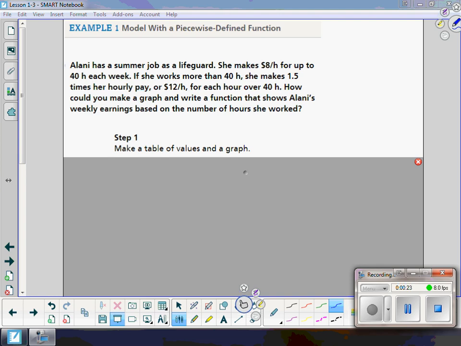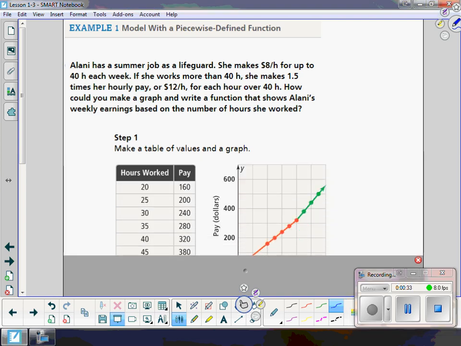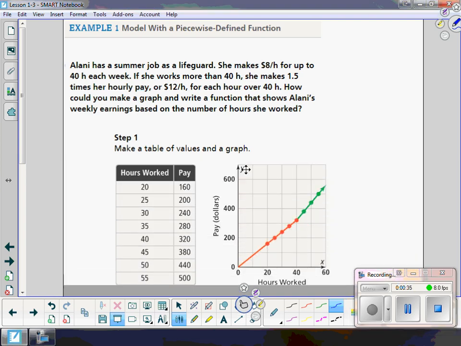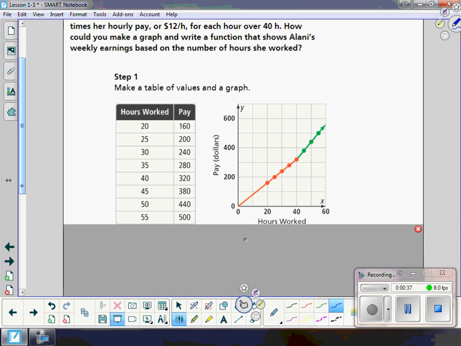Okay, so how could you make a graph and write a function that shows Alani's weekly earnings based on the number of hours she worked? So we're going to take a look at a table of values and a graph to show how much money she would be making for these numbers of hours.